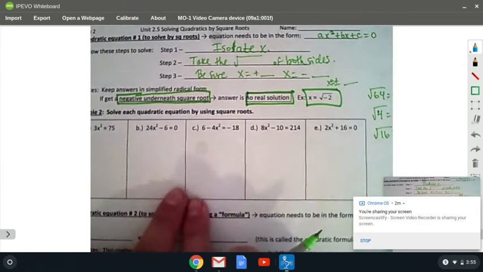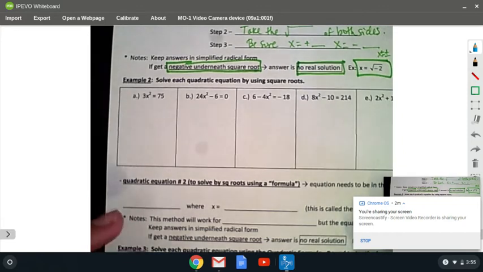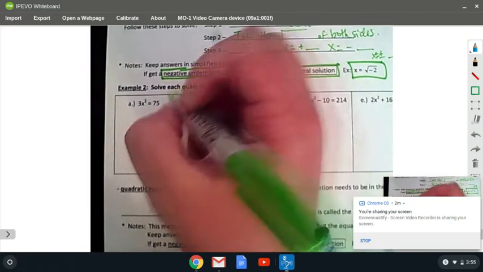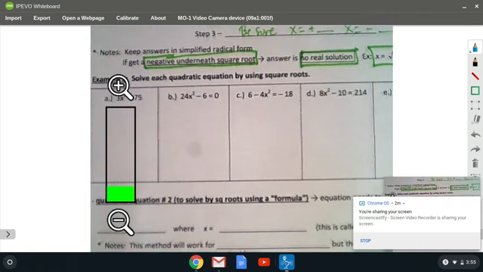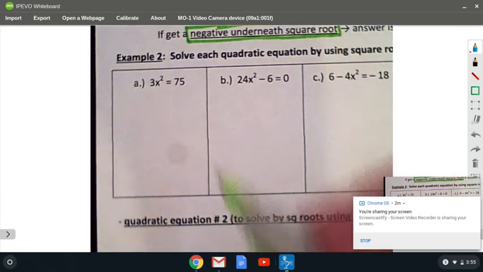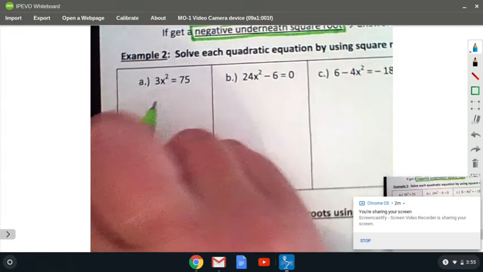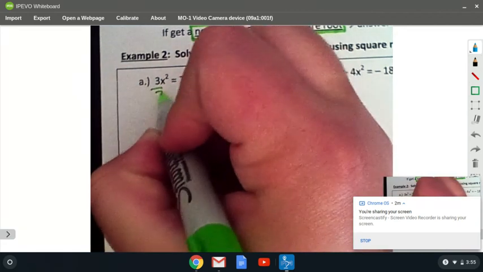Okay, so let's go over these 5 problems. We're going to solve each of these using square roots. So the first thing I want to do is isolate x. If I zoom in here to this problem, get nice and close for you, I want to get this x by itself. This 3 is multiplying by the x squared, so I'm going to divide by 3.